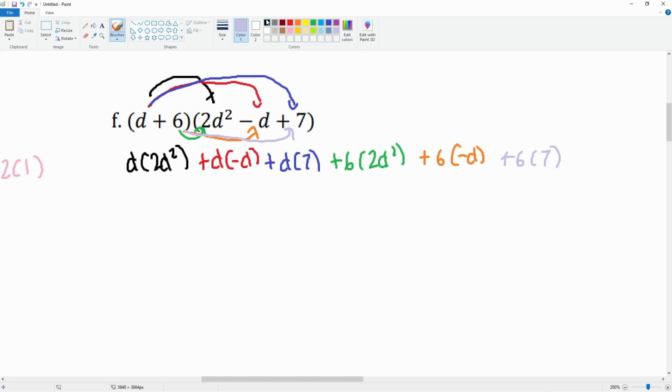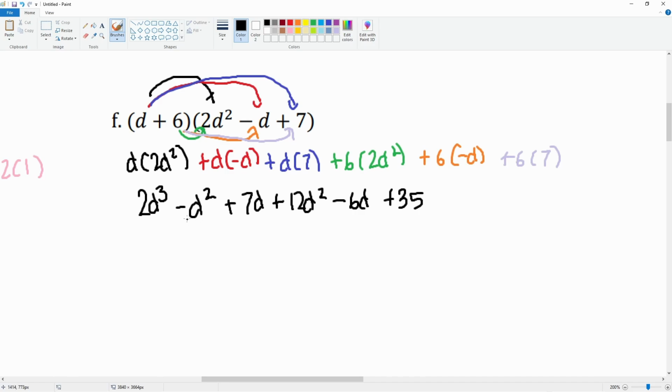All right, d times 2d squared, which becomes 2d to the third. D times negative d is negative d squared. D times 7, it is 7d. 6 times 2d squared. That is plus 12d squared. Negative 6 times d is negative 6d. 6 times 7, it is 35.